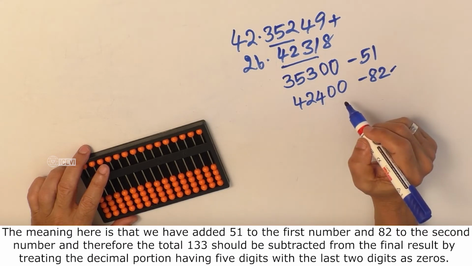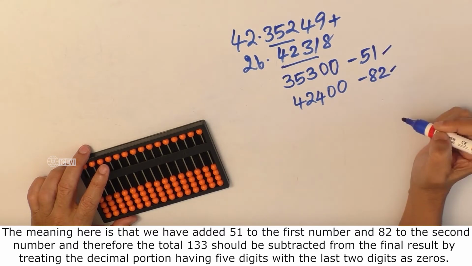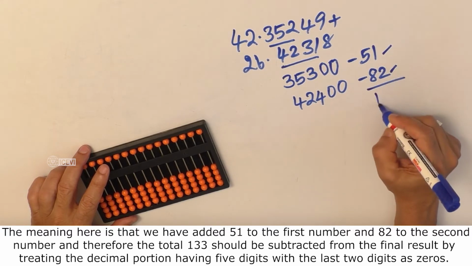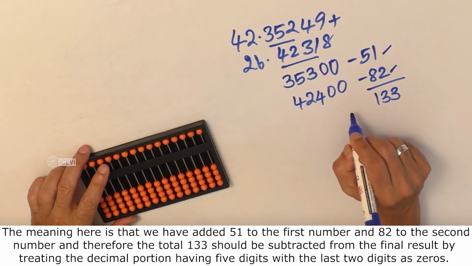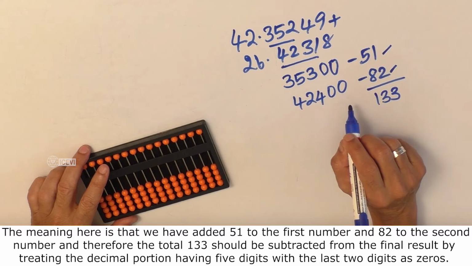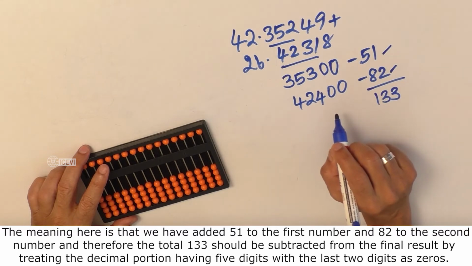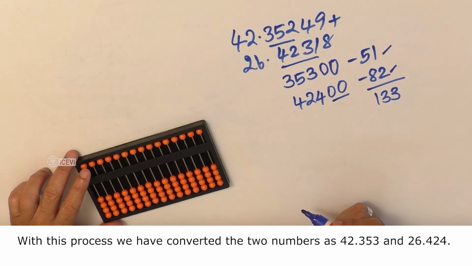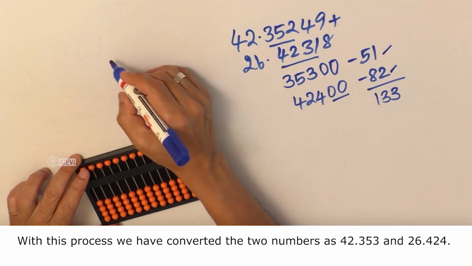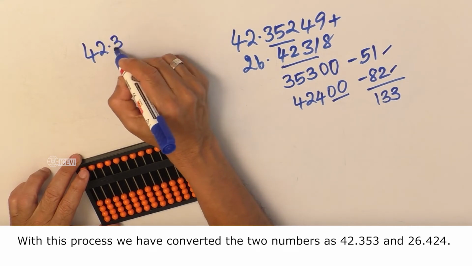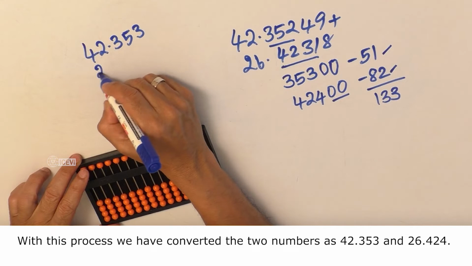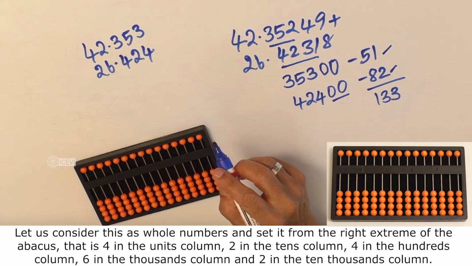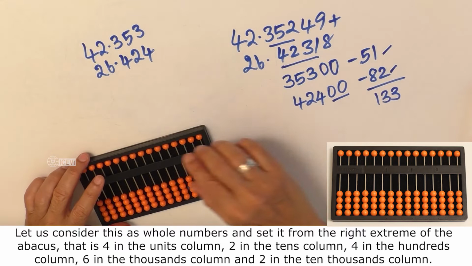The meaning here is that we have added 51 to the first number and 82 to the second number, and therefore the total 133 should be subtracted from the final result by treating the decimal portion having 5 digits with the last two digits as zeros. With this process, we have converted the two numbers as 42.353 and 26.424. Let us consider this as whole numbers and set it from the right extreme of the abacus.